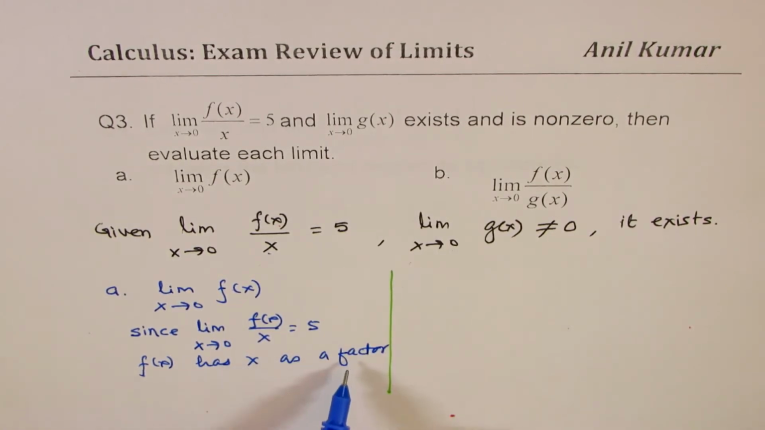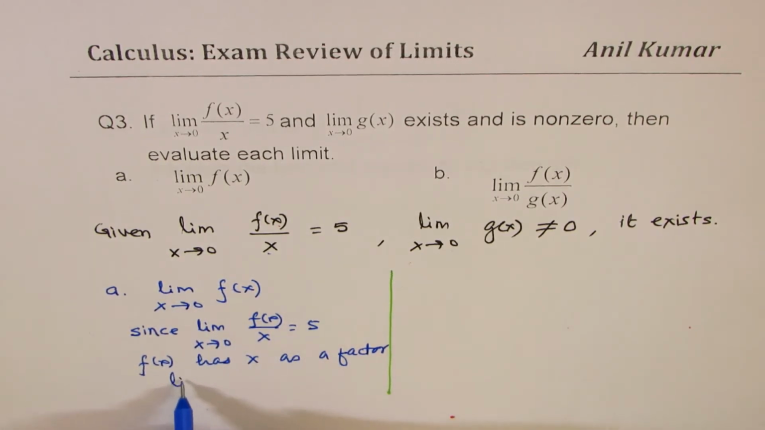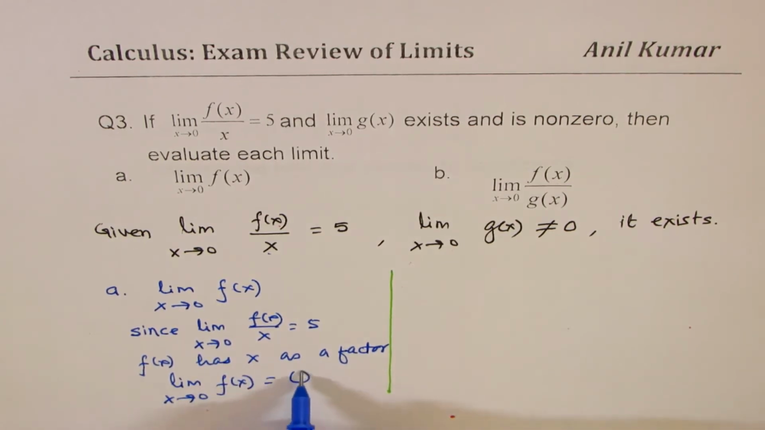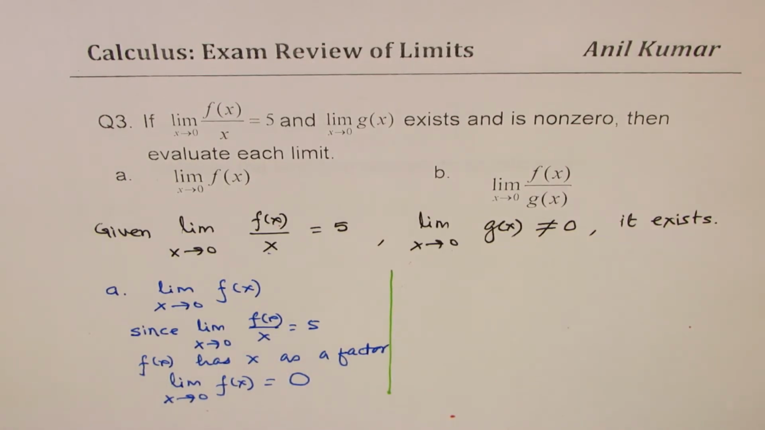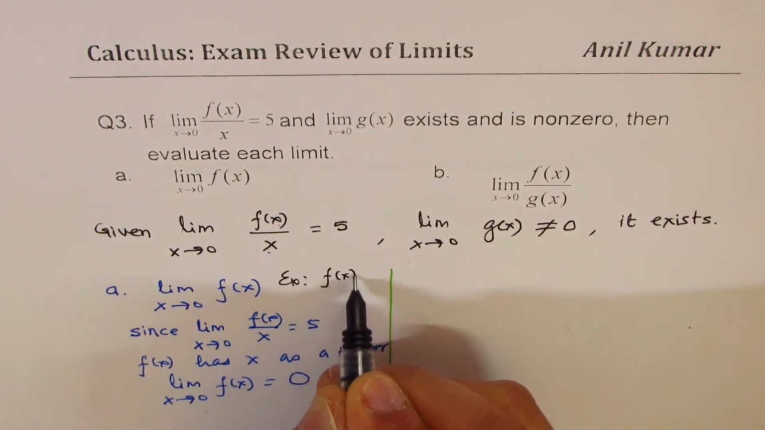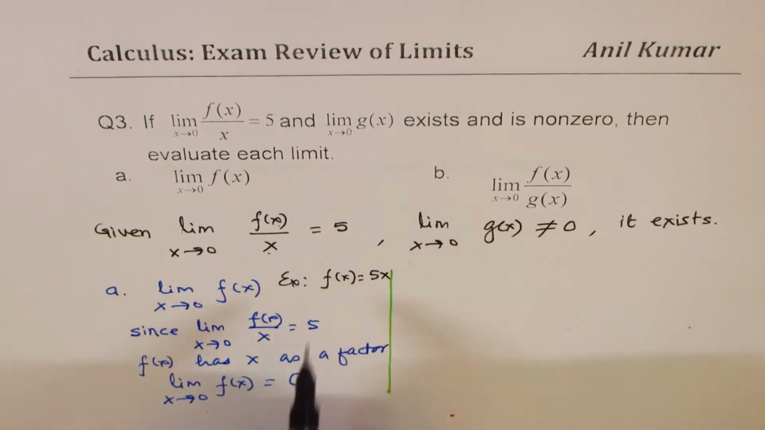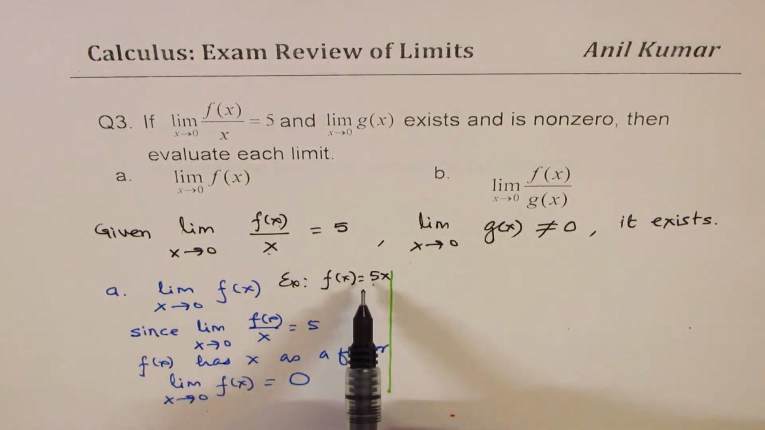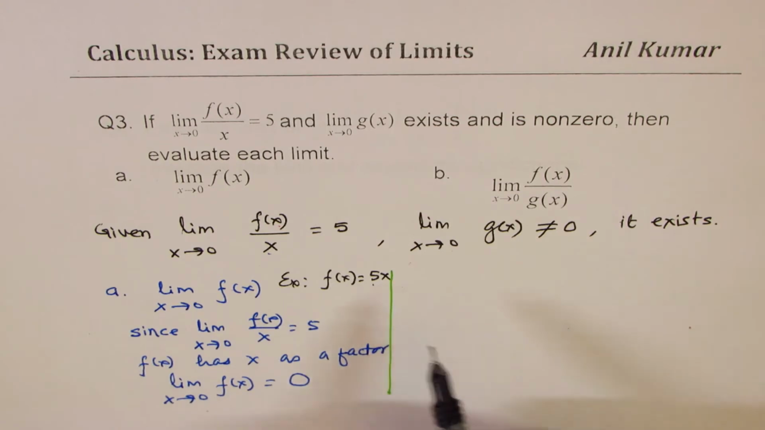So if x is a factor of f of x, then what should be the limit? Then the limit when x approaches 0 for f of x should be 0. Right? Let me give you an example here. Your f of x could be, for example, 5x. The x will cancel, 5 will be my limit. Do you get an idea? And as such, for 5x, the limit exists at x equals 0. Substituting, you get 0. I hope that's absolutely clear.